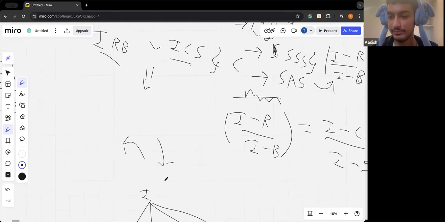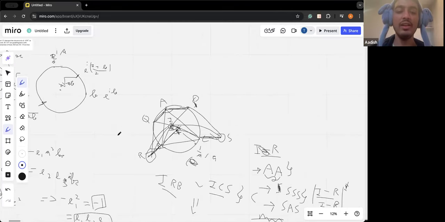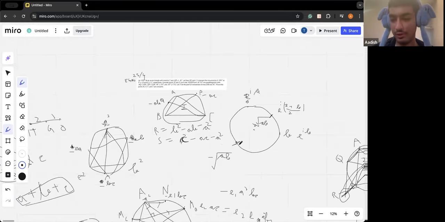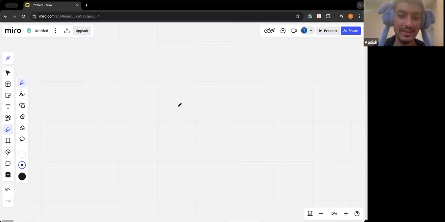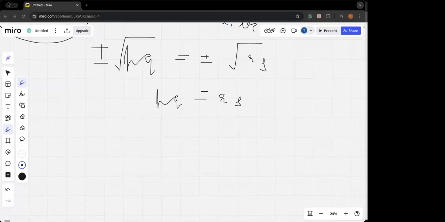Okay? But the easier motivation is if you have a good diagram, which we didn't have here. Minor issues. We can prove RBCS is cyclic and so on.